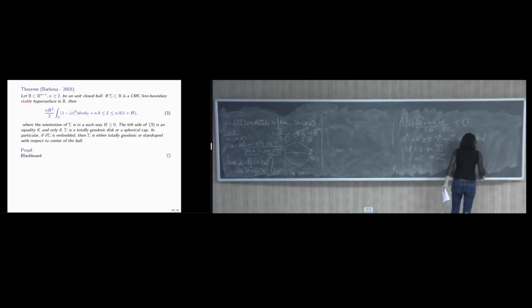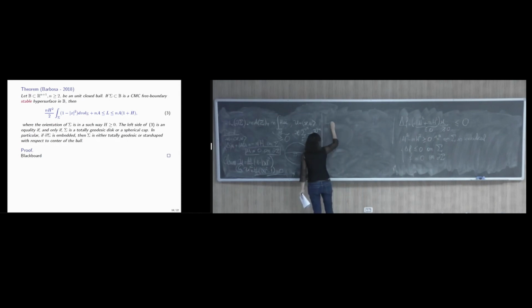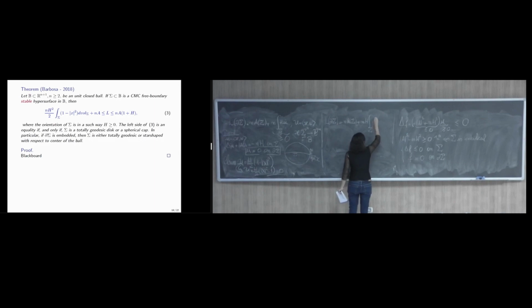And in this case, as I said before, you have the length of the boundary with this expression, plus this expression. And if sigma is umbilical, you have this situation. You satisfy that, so you finish the proof. Okay?